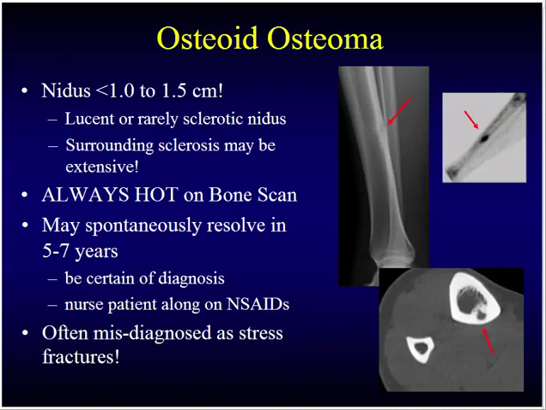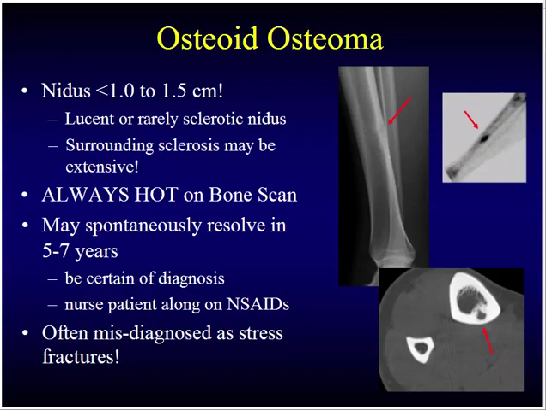A lucent or rarely sclerotic nidus, I've only seen that a couple times, so not to worry about that. And then you may get extensive sclerosis around it. So here's an example in the cortical bone that you see on cross-sectional imaging. It's always hot on bone scan. And here is the radiolucent nidus, okay?